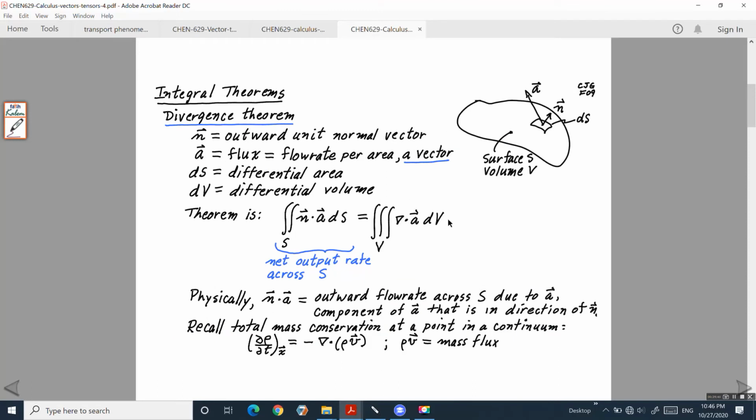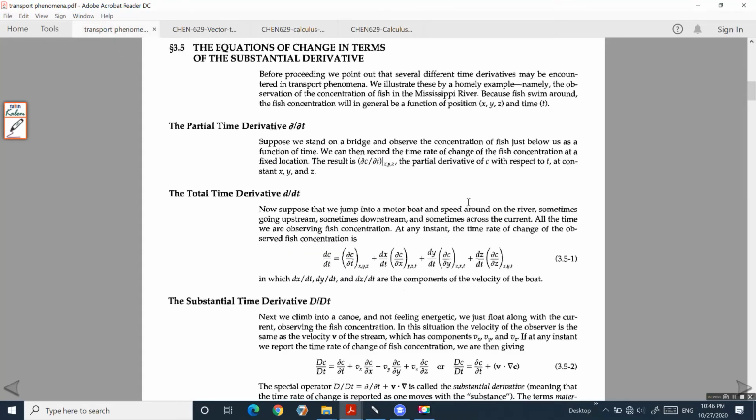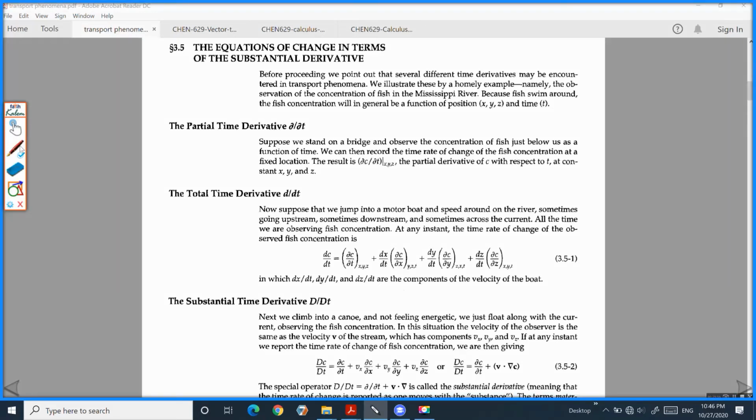Okay, we just want to continue with another mathematical definition from the BSL, the book we are going to use in this course actually. The definition of the partial time derivative, represented by this. Now what is the definition?